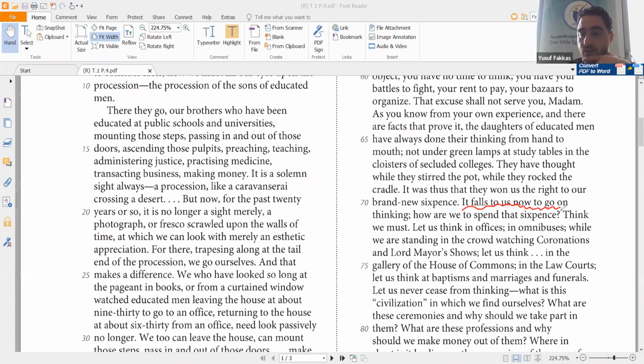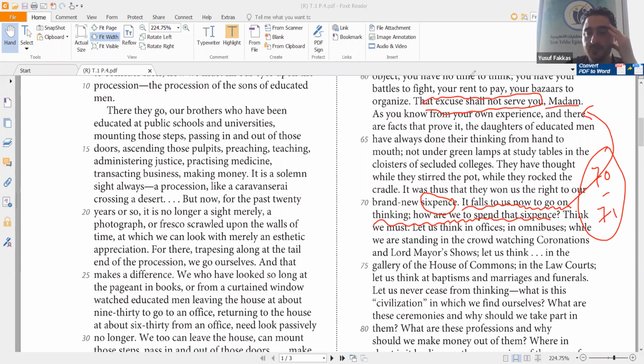"It falls to us now to go on thinking how we are to spend that sixpence." And here we have sixpence mentioned already. So of course, what did we learn when we have specific lines mentioned in the question? We have to go at least 2 or 3 sentences before. It's just like a function question. Now, remember from the context, she said that women will have excuses. She said, you know, you have your rent to pay, you have your bazaar to organize, and so on. But she said that excuse shall not serve you, madam.